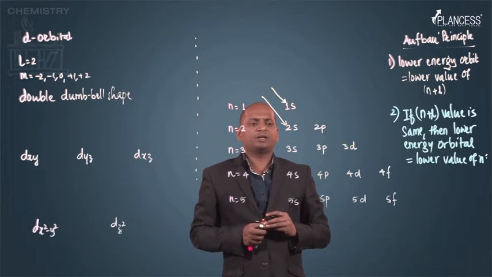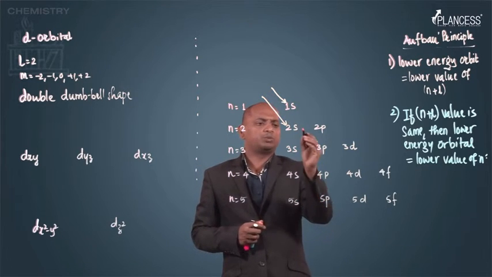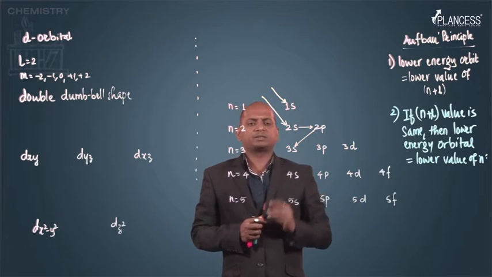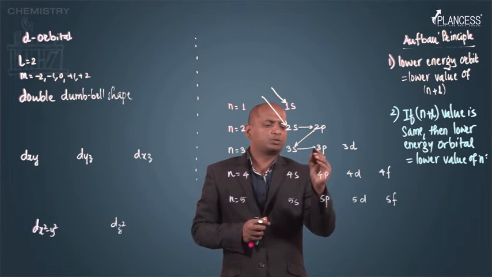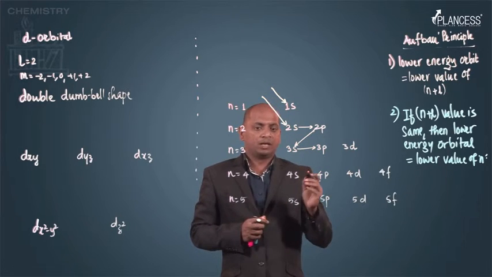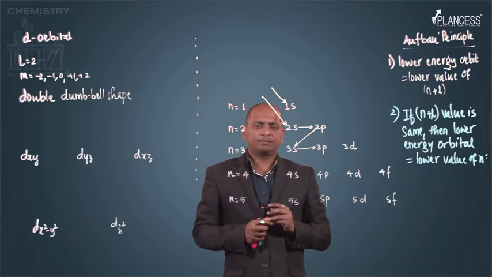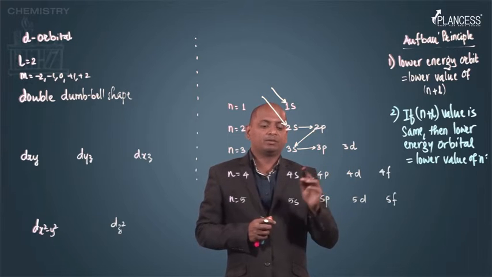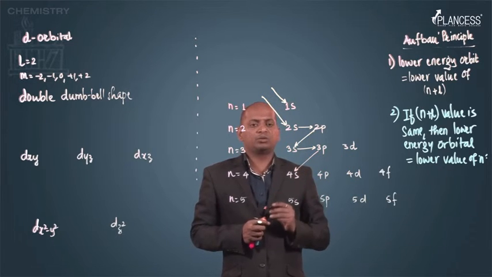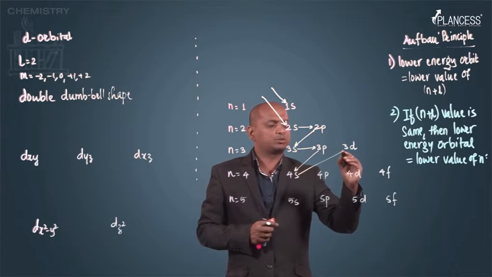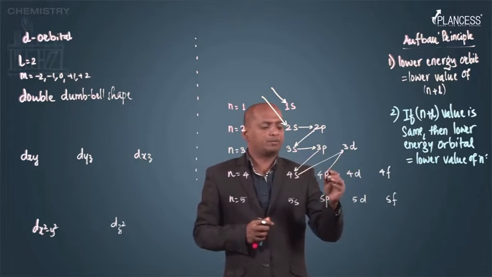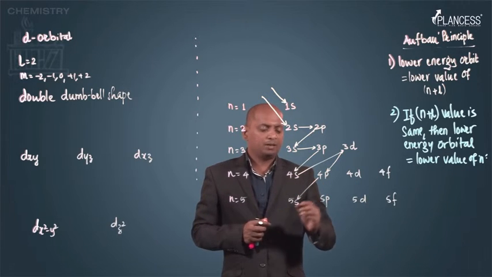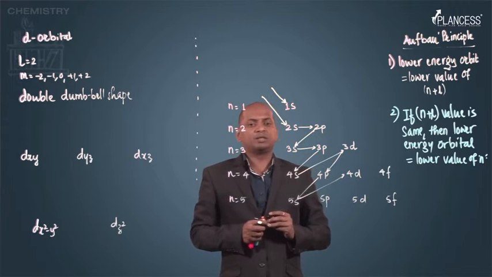and after 2s it goes to 2p, then 3s, then 3p. Now we have 4s and 3d, so 3 plus 2 is 5, and 4 plus 0 is 4. So 3p goes to 4s, 4s goes to 3d, then 4p, then 5s, then 4d, and so on.